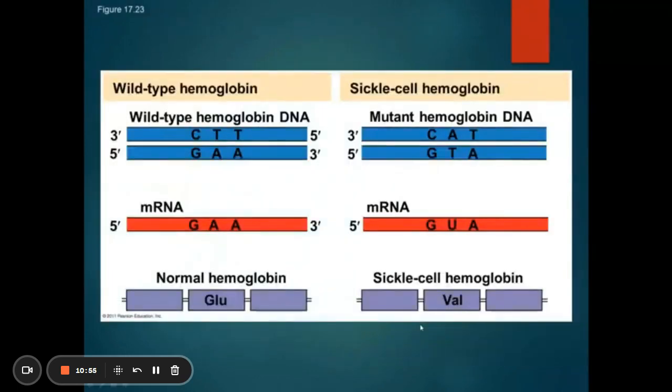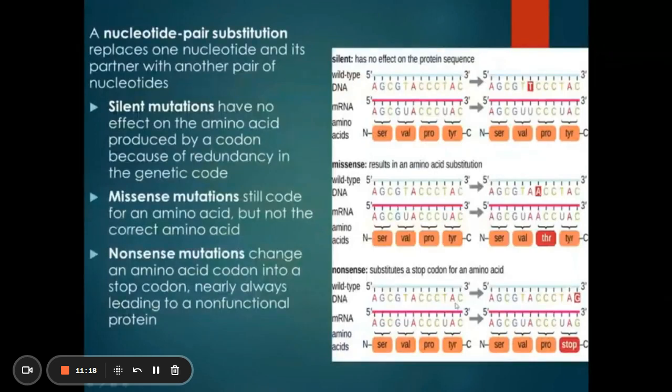So let's talk a little bit about each of these, and we're going to use our hemoglobin gene as our example. So here's our normal hemoglobin DNA, which makes this mRNA, which makes this normal amino acid chain. In hemoglobin, one nucleotide is changed, and that causes one amino acid to be changed. And we already know that that causes the whole protein to fold wrong and the cell to be wrong. So there are different kinds of point mutations that are substitutions. We're going to talk about 3 different kinds: silent, missense, and nonsense.